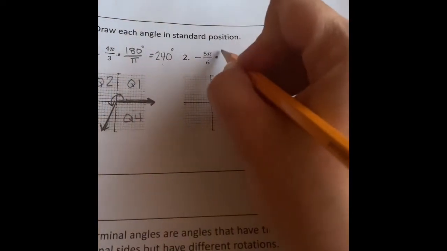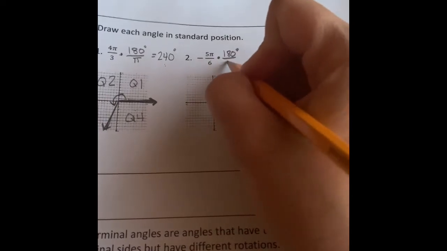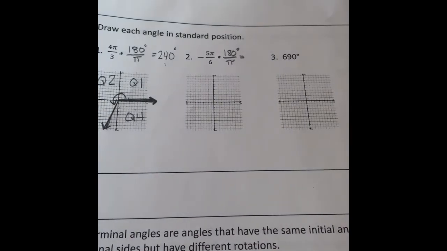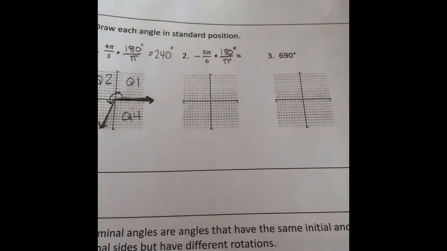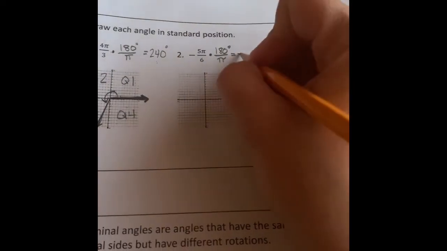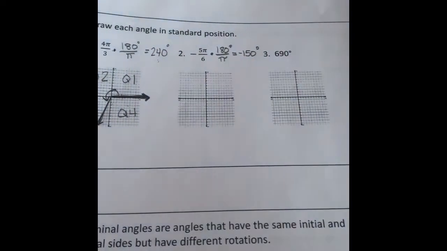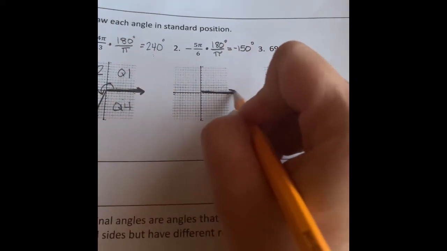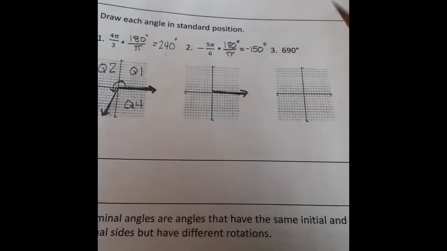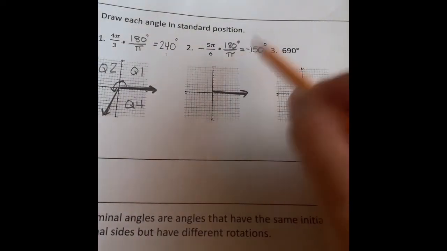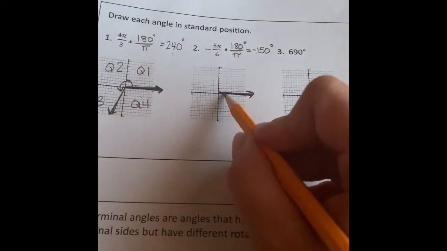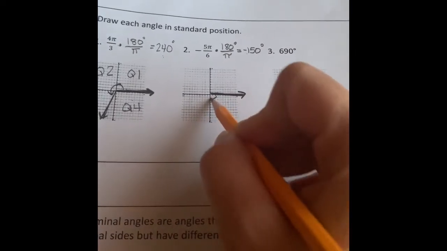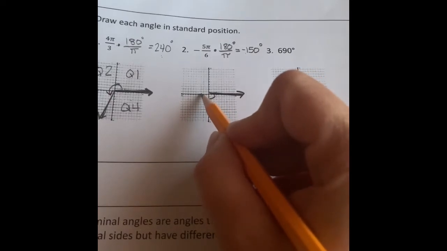So I'm going to first convert this to degrees, so multiply by 180 over pi. I'm going to take -5 times 180, and I'm going to divide that by 6, and I get -150 degrees. So I'm going to start on my positive x-axis, no matter what. You always start there. Now our angle's negative, so I need to travel clockwise. So if I start on this initial side, I travel down to that first line, that's -90. If I go up to this next line, that's going to be -180.